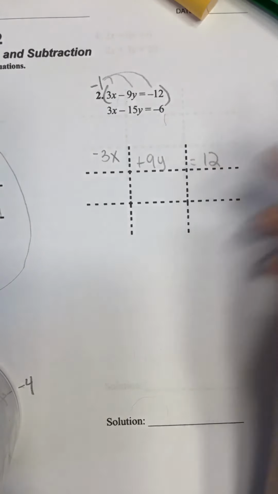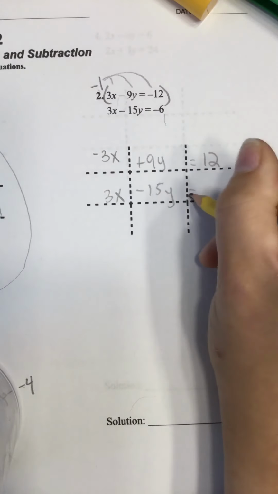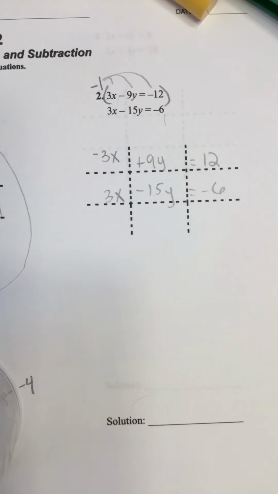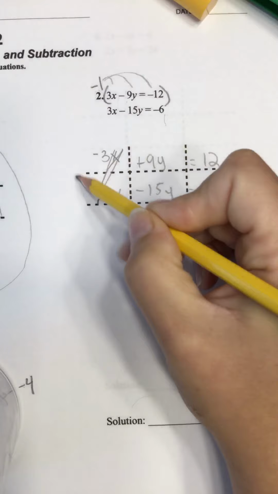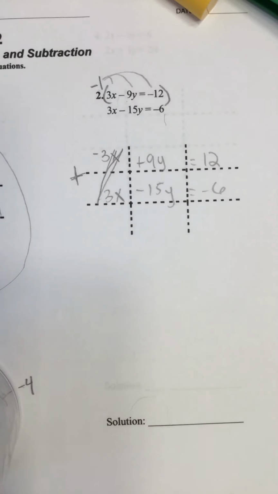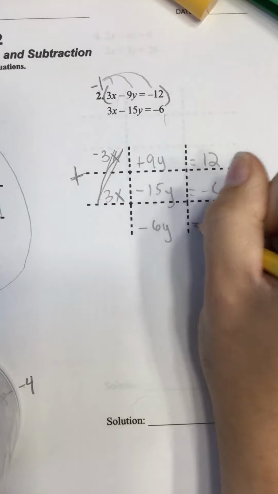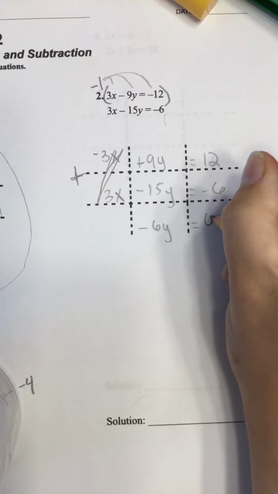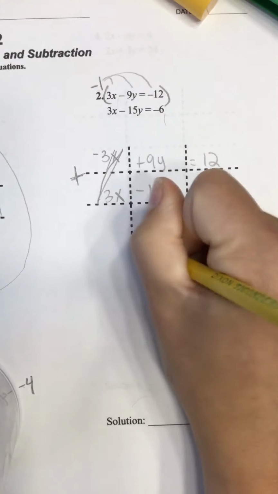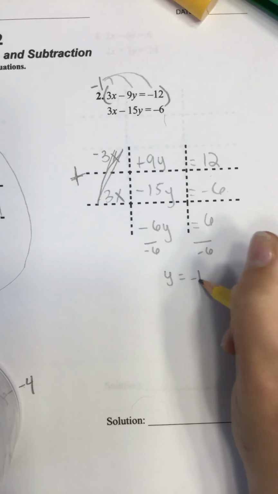Then I'm just going to bring down my second problem. 3x minus 15y equals -6. So now I'm set up to eliminate my 3x's. So those cancel out. This whole thing becomes an addition problem. And if I have 9 minus 15, I get -6y equals, and now that's a +12 minus 6, I get 6. Divide by -6, y equals -1.